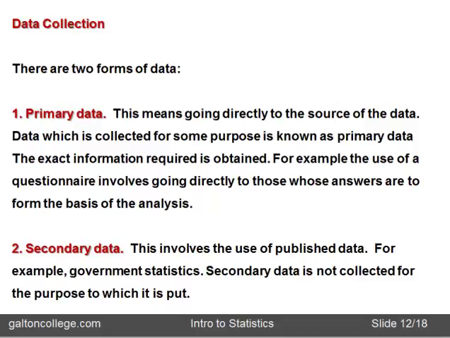Now, data collection. Well, there are two types of data. There's primary data and there's secondary. Primary data is going right to the source of the information, collecting it firsthand. So primary data is conducting a survey. Secondary data, by contrast, is using published data, data that has been collected previously. So the government, for example, collects a lot of statistics, and we may access those numbers and do our own analysis.